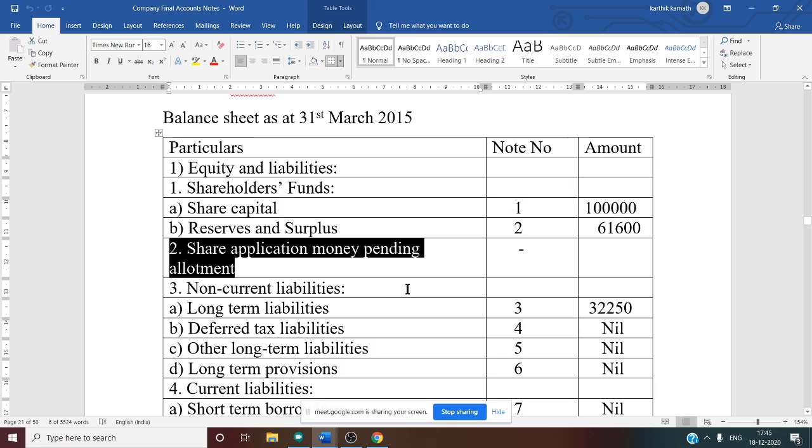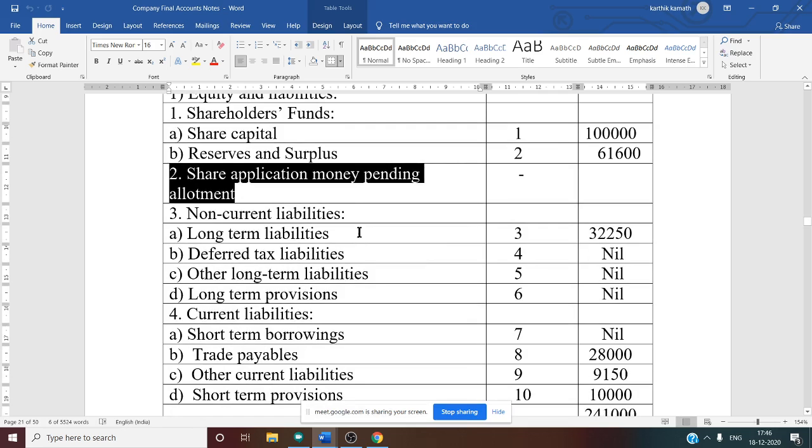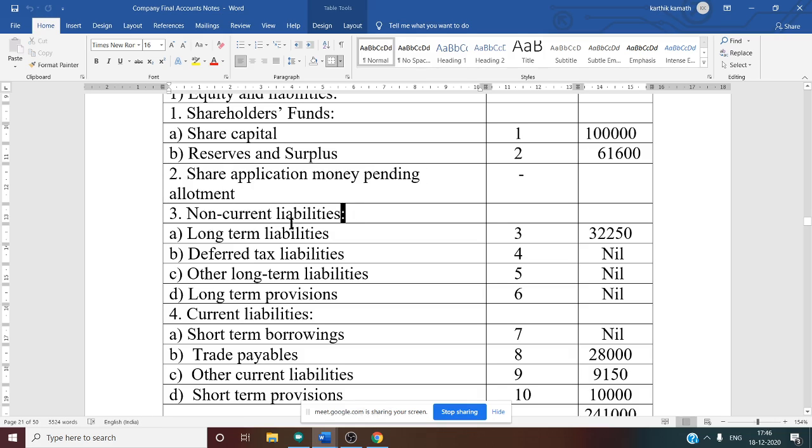So this first head is over now. Shareholders fund is over now. And second head is also over. Nil information. Share application money pending allotment is over. Now third head under liability, non-current liability.